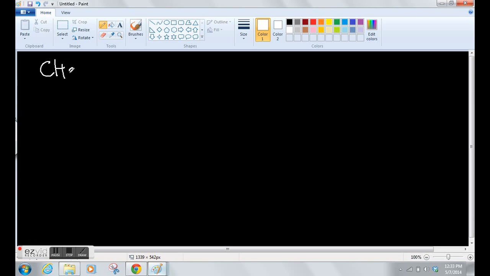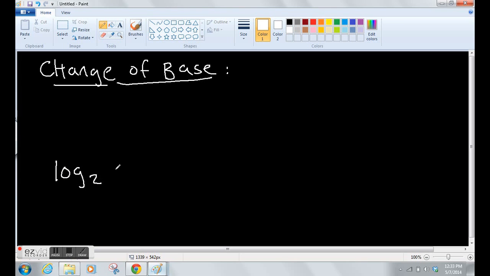Change of base formula. Here's the problem. Suppose you want to find, in your calculator, you're supposed to find log base 2 of 17. And you actually are supposed to type in a number. Equals what? Well, here's the problem. You don't have a log base 2 on your calculator. So you can get around this by using this change of base formula, which looks like this.